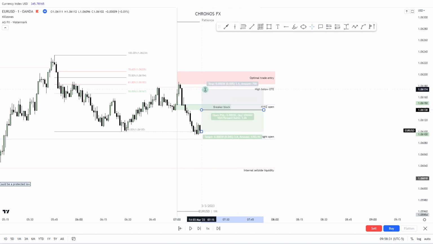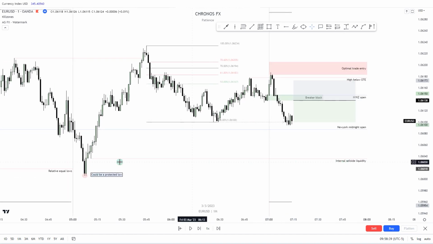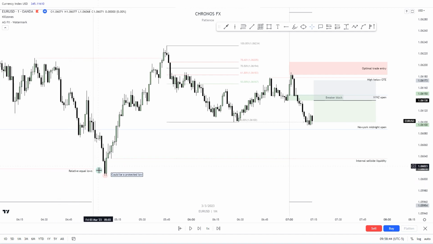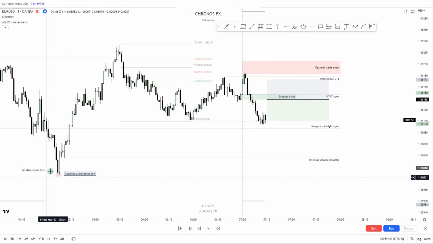Stop loss, it depends on my target. So why am I aiming for this low and not this low? Because when price does a liquidity grab, that low is often protected. So I'm looking for lows above this low, basically. So this is a low above this low. That's what I'm targeting. Plus, price can bounce off the rejection block resting in here on the higher time frame.